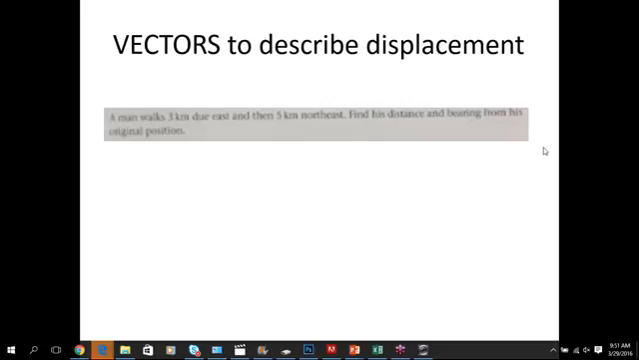Okay, there's a question I'd like to look at in the textbook, which is on page 135. This is the question that I've got on my slide here. A man walks 3 kilometers due east and then 5 kilometers northeast. Find the distance from the original position.